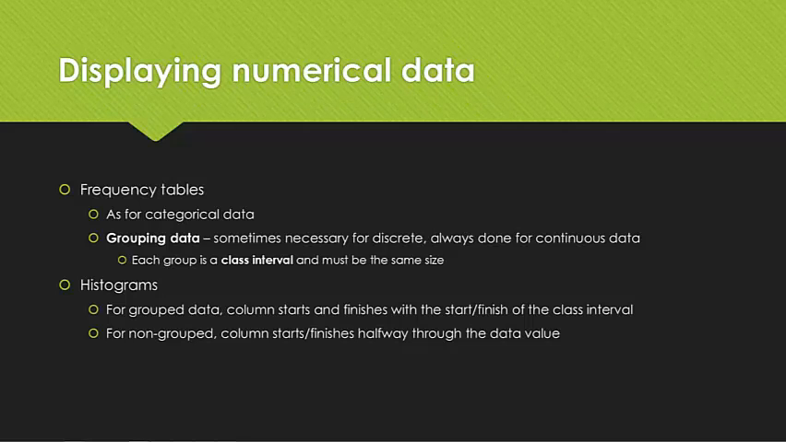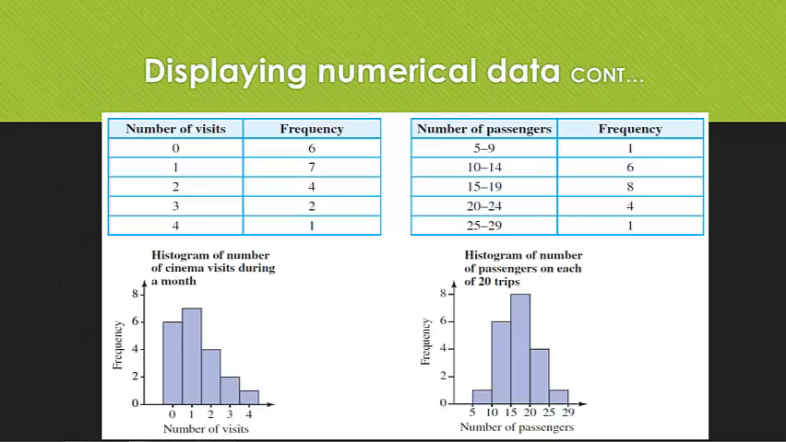When we start looking at displaying numerical data, as we said, a frequency table can be used as well, and the way we set it up is the same as we would for a categorical set of data. If we have particularly large sets of data or we're using continuous numerical data, we want to group our data set, and we'll look at some examples of that on the next slide. From our frequency tables, the most common way we display our numerical data is with histograms. So we'll have a look now at how we display the difference between discrete and continuous data.